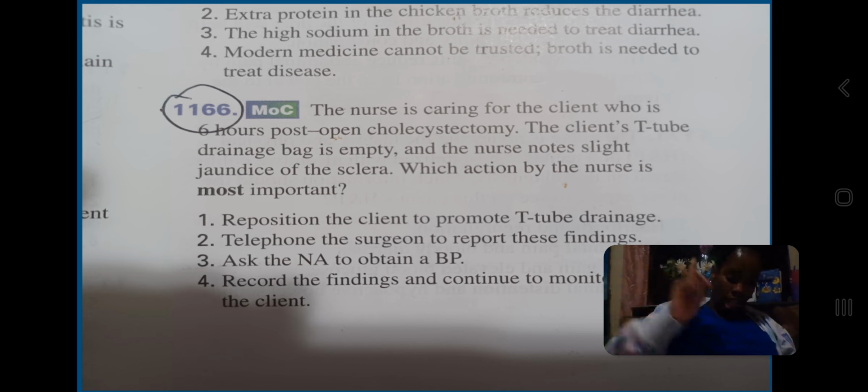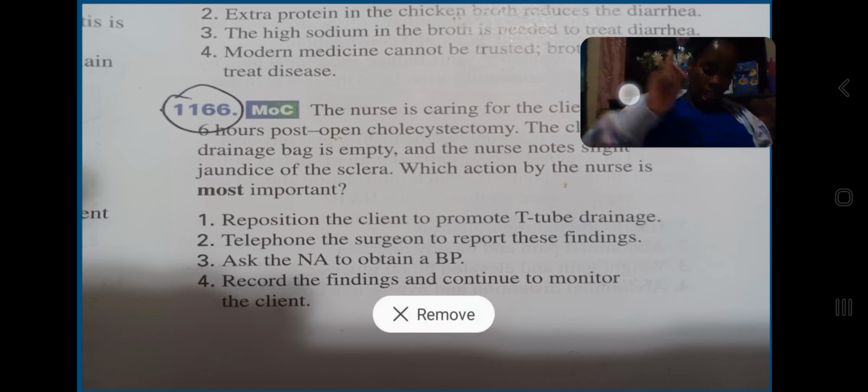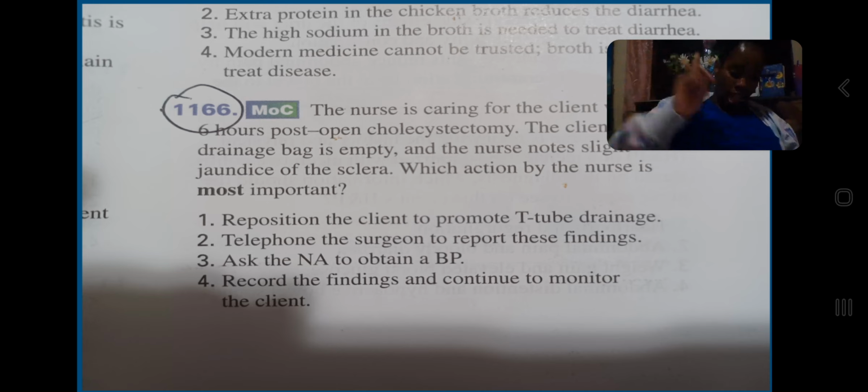Okay, so which action by the nurse is most important? If I got jaundice, what's important? As a nurse, we can't do anything without an order. Know your scope of practice. So 1, reposition the client to promote T-tube drainage. It didn't say anything about it being occluded or him laying on it or something like that. You got to read your scenario well. Telephone the surgeon to report these findings. I like that because it's jaundice. What's so bad about here?